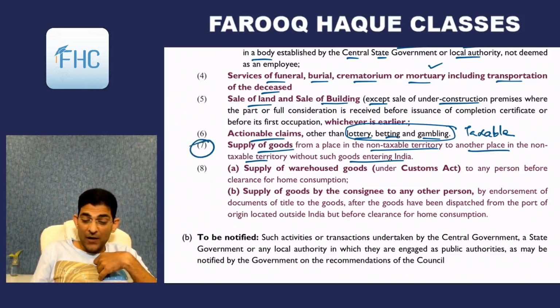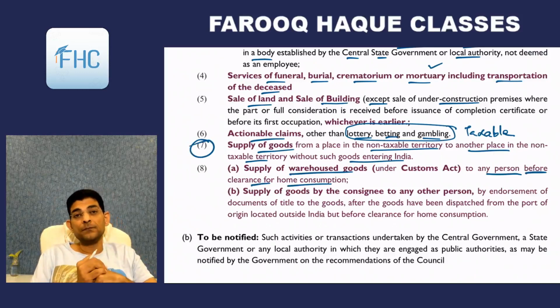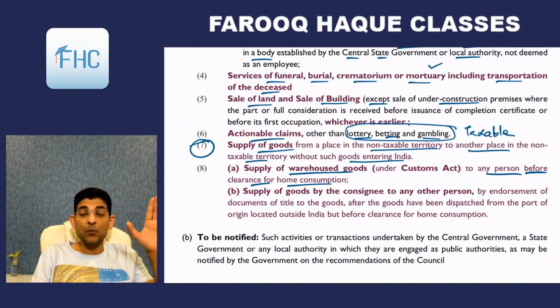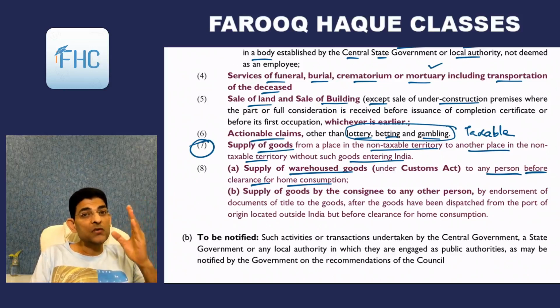Then supply of warehoused goods, this is under Customs Act, to another person before clearance for home consumption. Now this you have studied in customs, that we can import the goods and after importation we can store them in a warehouse, right? And while in the warehouse, if I supply them, how do I supply them? By transferring document of title, the bill of lading. I can sell off my bill of lading to anyone. Supply the goods.